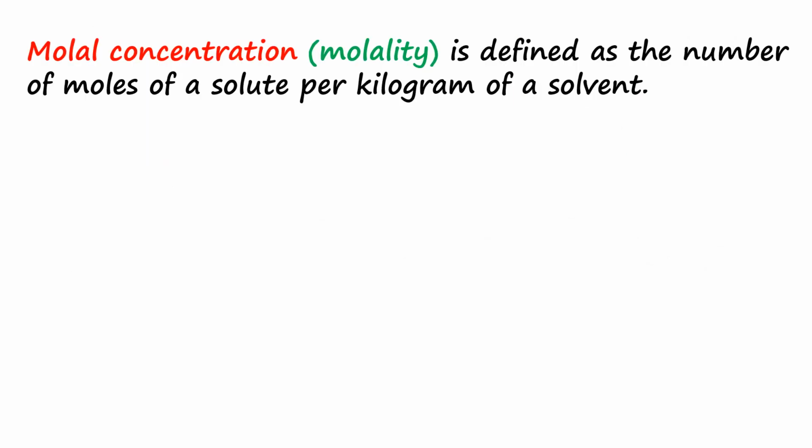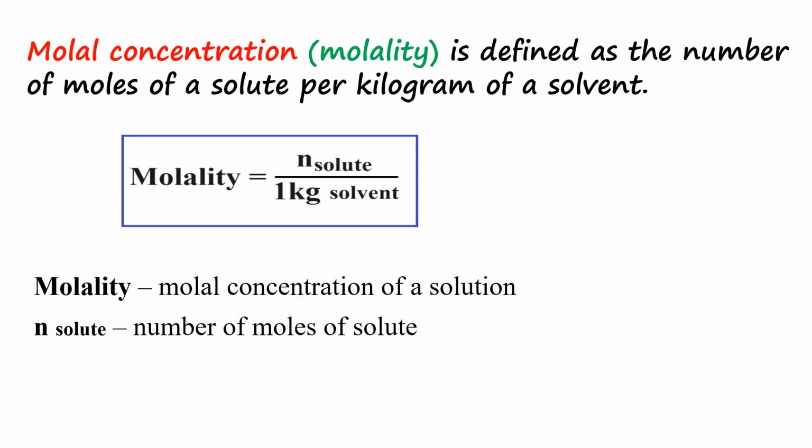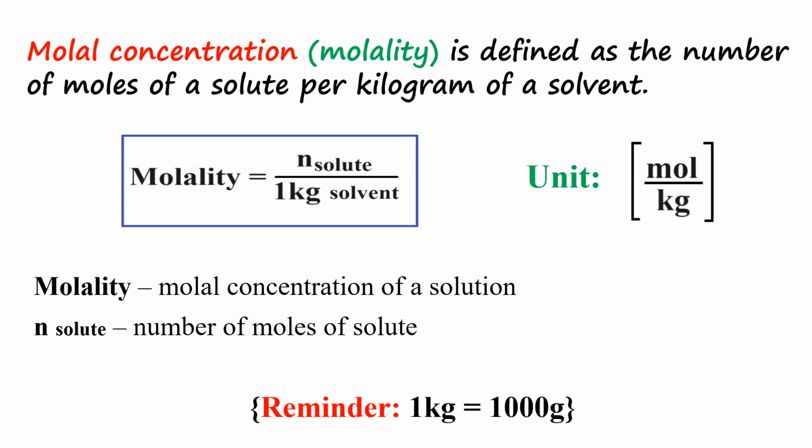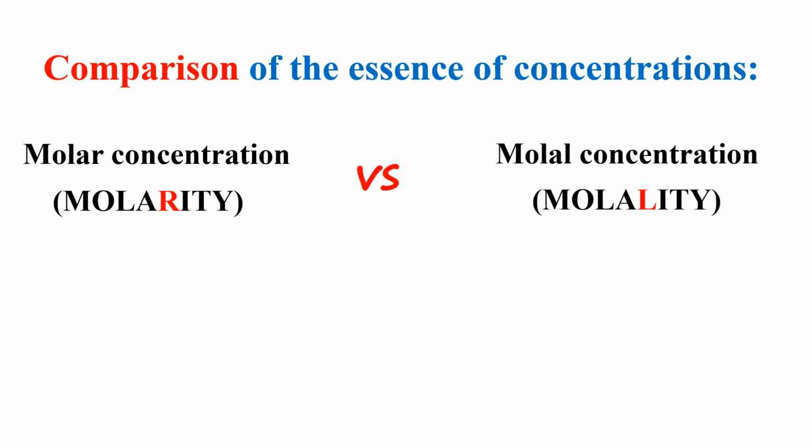Molal concentration, molality, is defined as the number of moles of the solute per kilogram of the solvent. In the previous video, we talked about what a mole is and how to calculate it. The unit of molality is mole over kilogram. Short reminder, 1 kilogram equals 1000 grams.